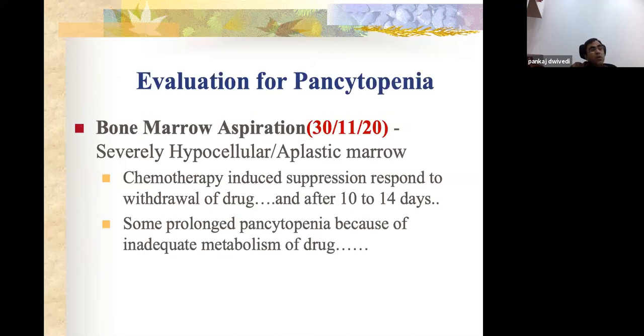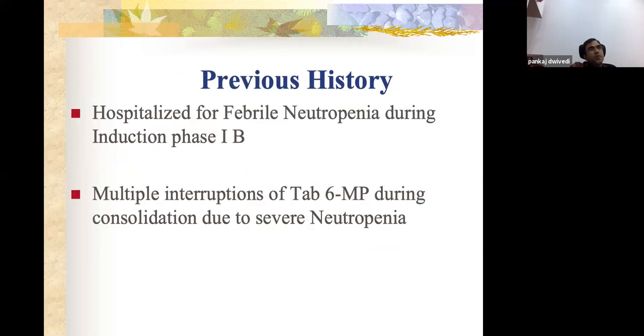Okay, we did a bone marrow. There is a severely hypocellular, aplastic marrow. It could be chemotherapy-induced suppression, but what is not typical about that is that most of the time there is 10 to 14 days of myelosuppression and then recovery is the rule, unless a myelosuppressive or myeloablative therapy is given. So this is prolonged pancytopenia, possibly because of inadequate metabolism of the drug. So we are dealing with something that is not so common.